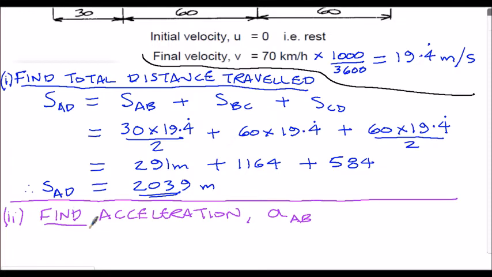Okay, so find the acceleration. I've labelled A with the suffix AB to show it's for the distance from A to B on my diagram. So what you've got to think of here, given information in the question, what equation is going to be useful to us?